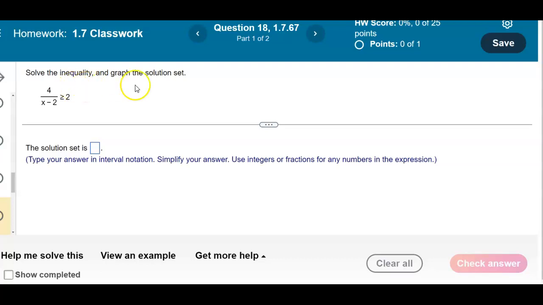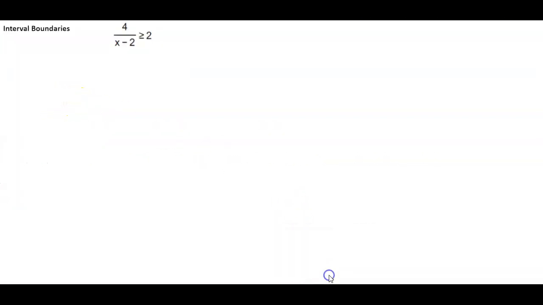Solve the inequality and then graph the solution set. We have 4 divided by x minus 2, which is greater than or equal to 2. So the first thing we want to do before we find the interval boundaries is that we need to make sure that we have a 0 on the right side of this inequality. So we're going to subtract 2 to the left side of the inequality.